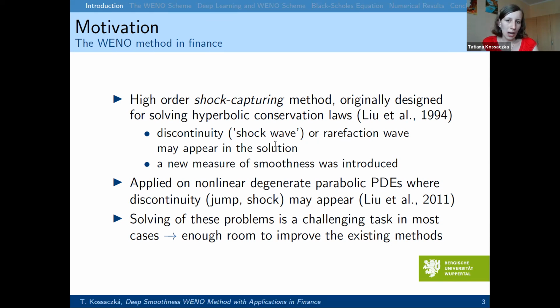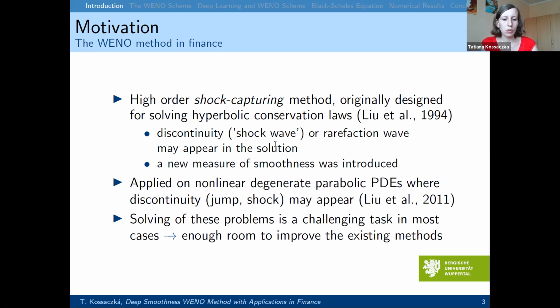And this is actually a high order method, as I said, and with high order methods, it is even more difficult to capture these discontinuities. So what this method is based on is a measure of smoothness, and I will talk about this later. Also, this is a part of my research, how to improve this measure of smoothness so that we can achieve a better solution, basically in these areas of discontinuities.